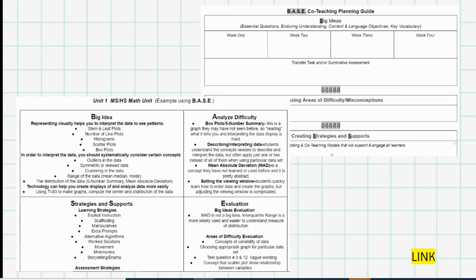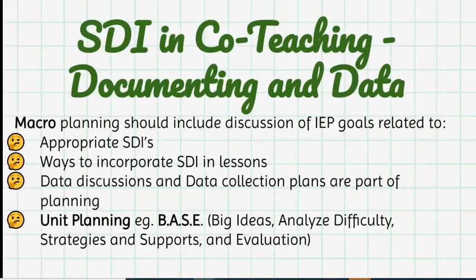And that's not going to help you, the students, or the parents. It needs to be a collaborative effort. And the reason, again, goes back to specially designed instruction. Co-teaching is about carefully planning and documenting. That's part of it. And so we need to be having these conversations about what are the appropriate SDIs, ways to incorporate them in the lessons, how we're collecting data, and having this unit plan ahead of time so that we can set the best plan in place.